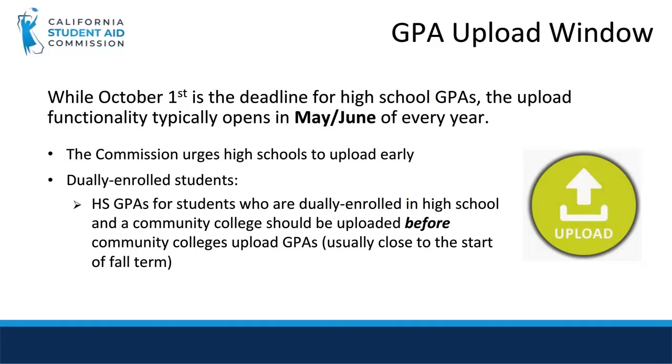While October 1st is the deadline for high school GPAs, the upload functionality typically opens in May or June of every year. Therefore, the Commission urges high schools to upload early. More and more high school students are participating in concurrent enrollment at a community college, so we want to make sure to upload early so that the high school GPA, not the community college GPA, gets matched to your student's application. Be sure to upload GPAs for all prior year grads and seniors, whether they are dually enrolled or not.